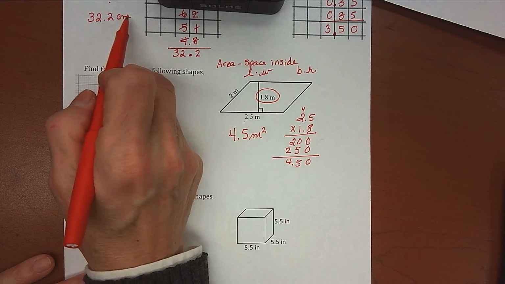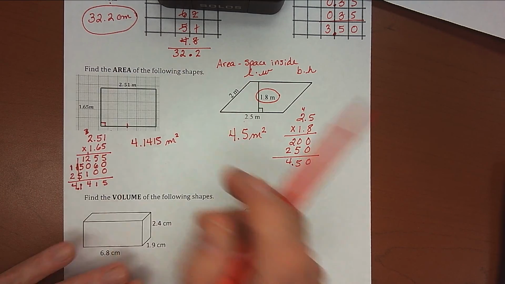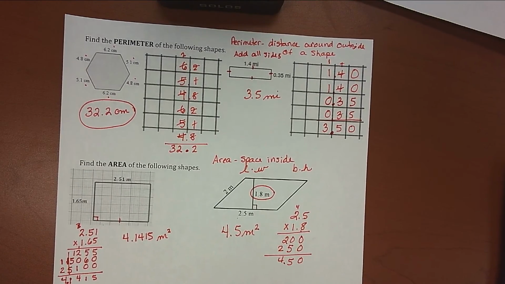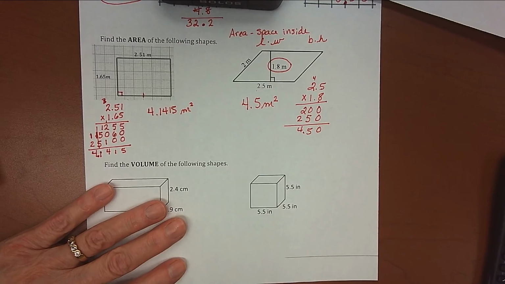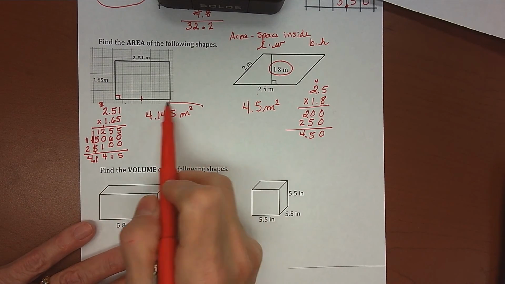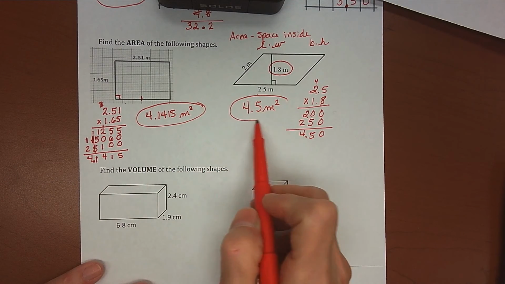Let me go back and circle my answers. Here's my answer here. Here's my answer here. And make sure those answers don't get lost in all of our work here. Here's my answer here, and here's my answer here.